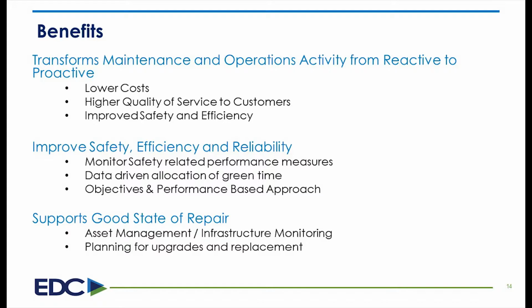If we expand into safety and efficiency, we've been able to do a number of safety-related performance measures, better distribution of green time around the intersection, and certainly the ability to incorporate an objectives and performance-based approach. And then in maintenance, there's asset management, and this is something that's still being developed. How do we plan for upgrades and replacement of equipment around the intersection? A lot of agencies are operating equipment that is relatively outdated. So can we use this information to better plan for how the system's operating?